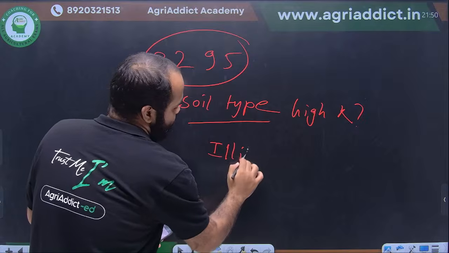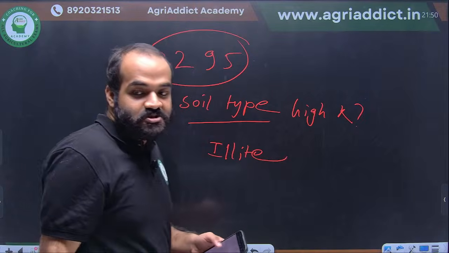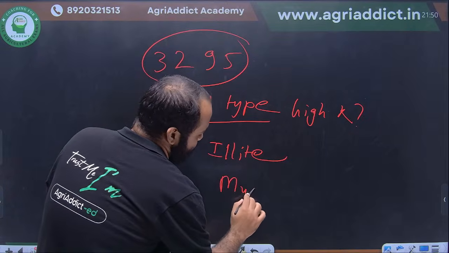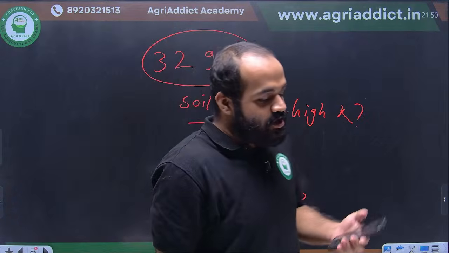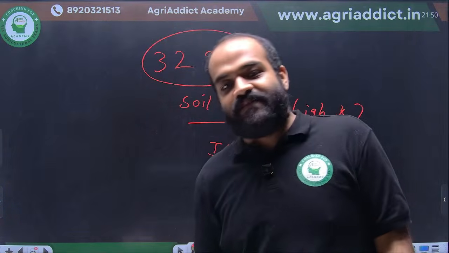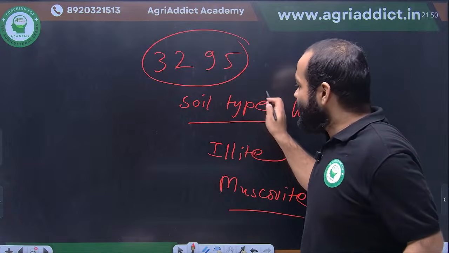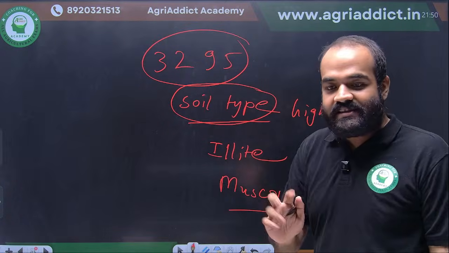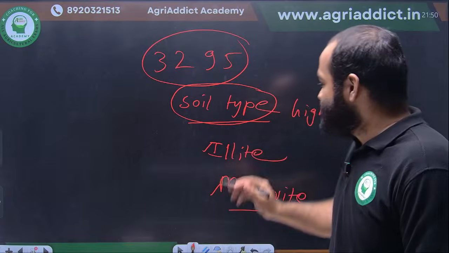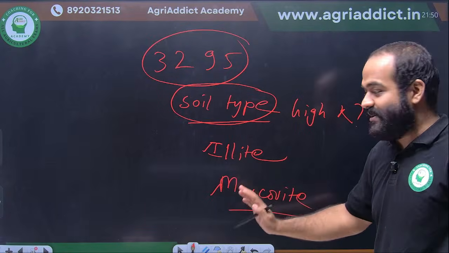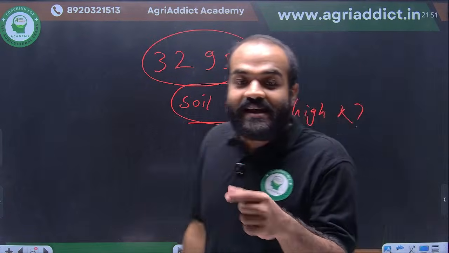NTA have given the answer as illite, but many of the students are asking why it is not muscovite. So according to me, the interpretation of this question differs actually. The soil type अगर आप देखोगे तो ये question गलत है, क्योंकि illite and muscovite these are not soil types. ये तो पहली बात है. Soil type ये दोनों है ही नहीं. These are clay minerals.